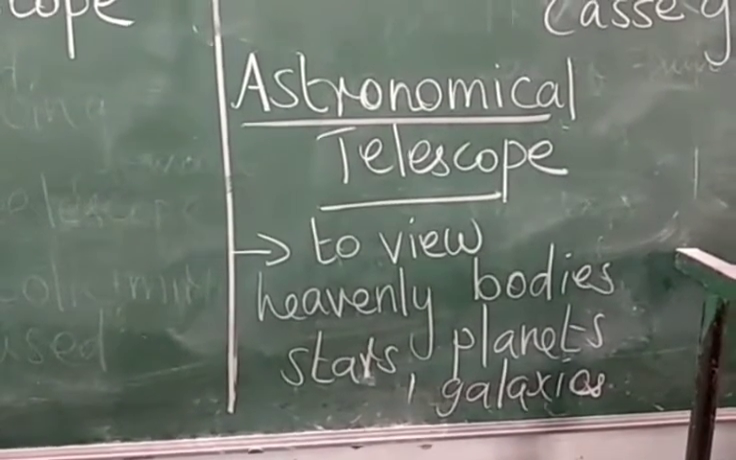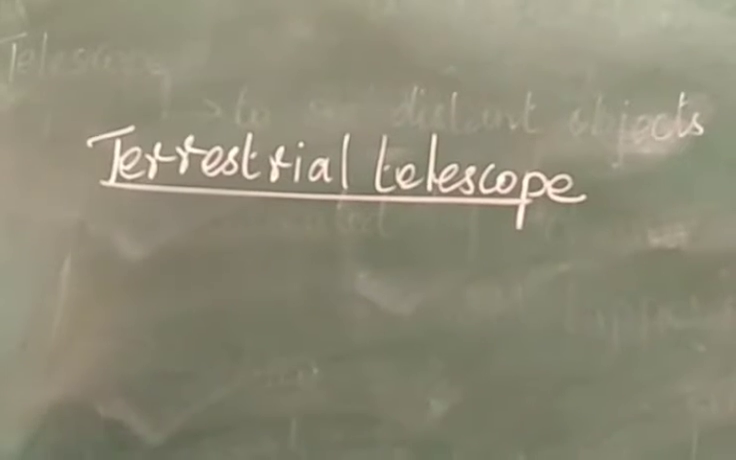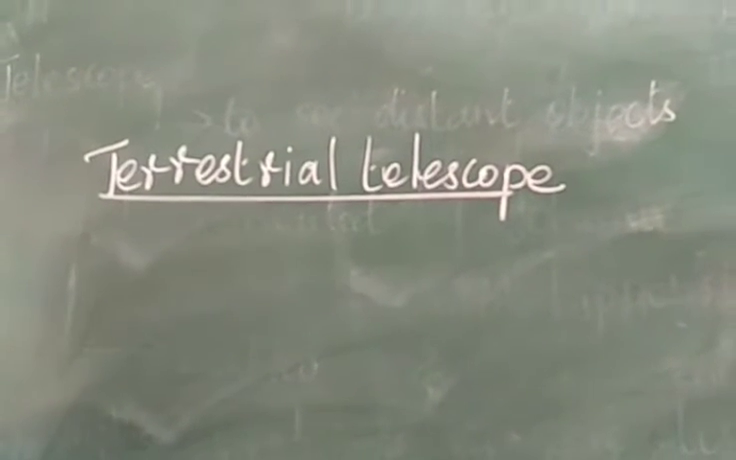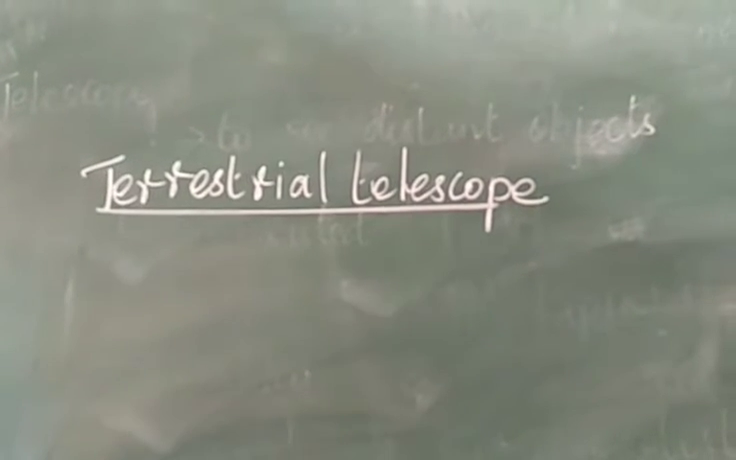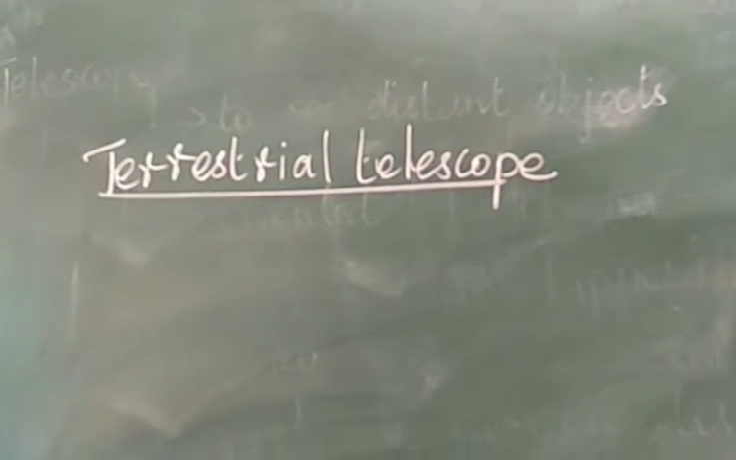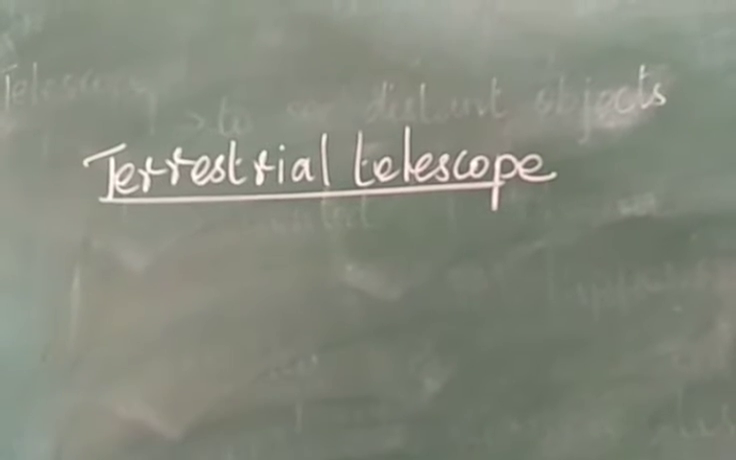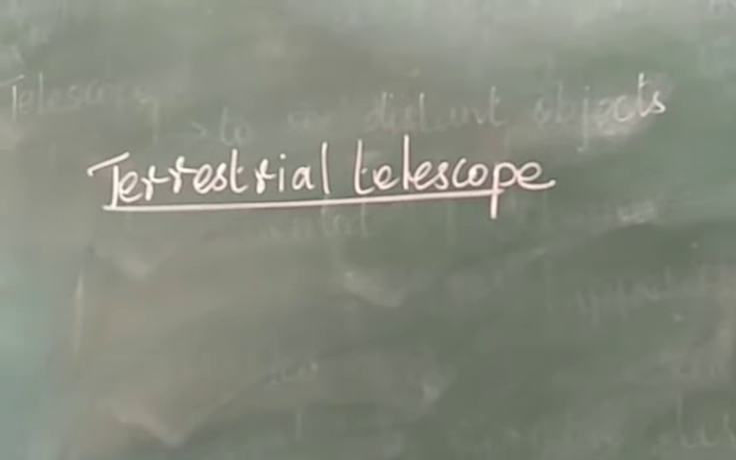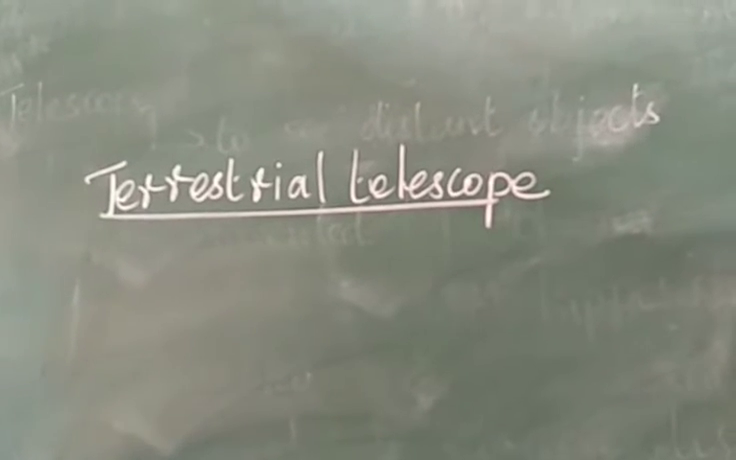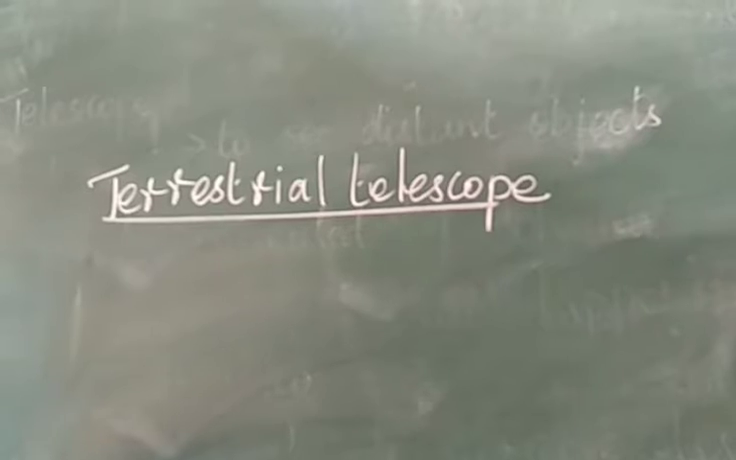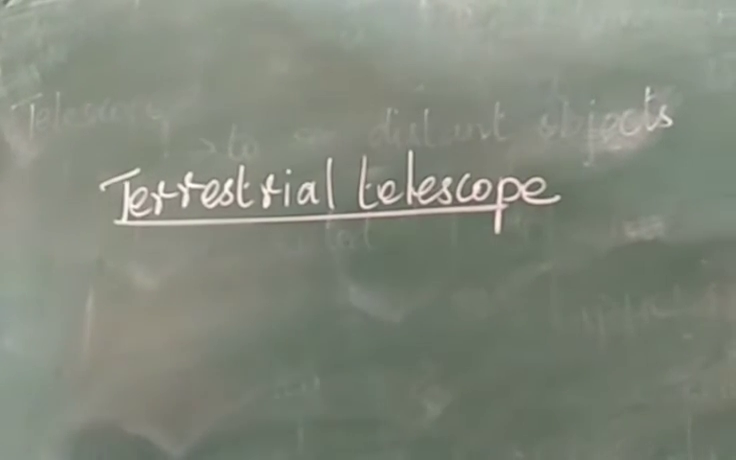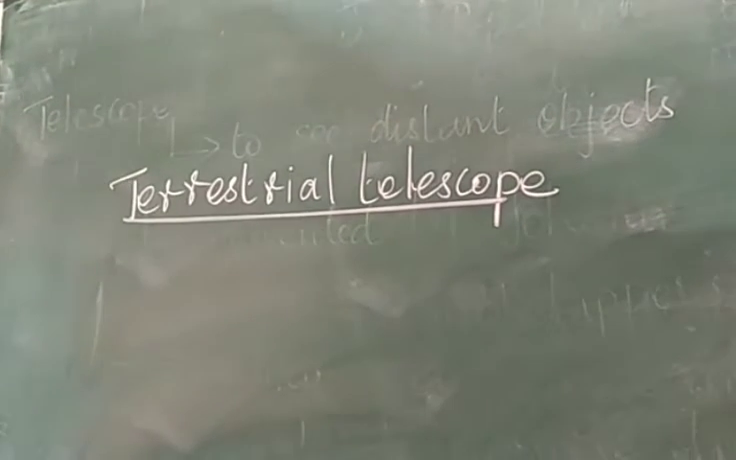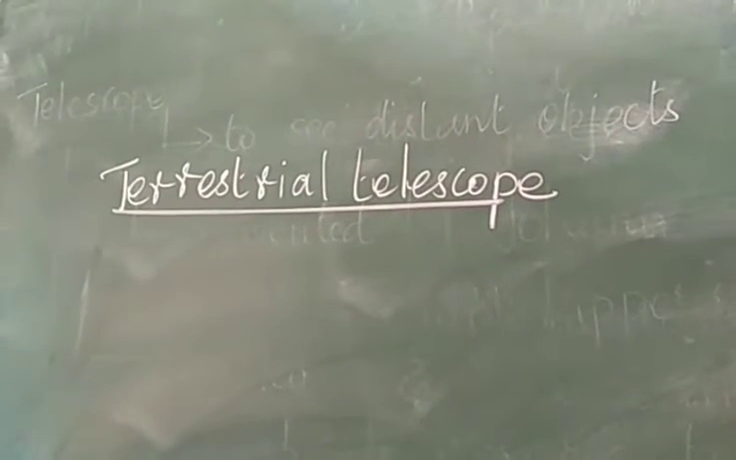Then another heading, the terrestrial telescope. What is the difference between an astronomical and a terrestrial telescope? The image in an astronomical telescope is inverted. So it is not suitable for viewing objects on the surface of the earth. Therefore, the terrestrial telescope is used. It provides an erect image. So the major difference between the astronomical and the terrestrial telescope is erecting the final image with respect to the object. It is given in the book, page number 27.